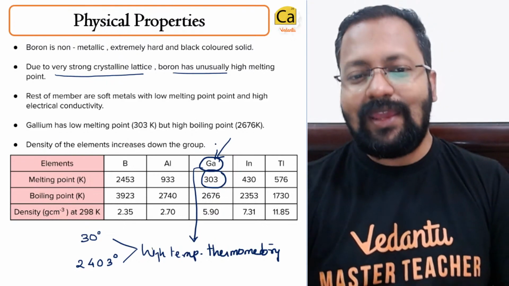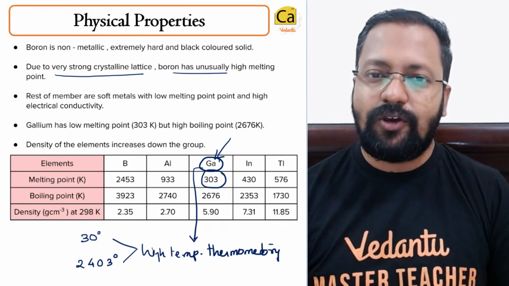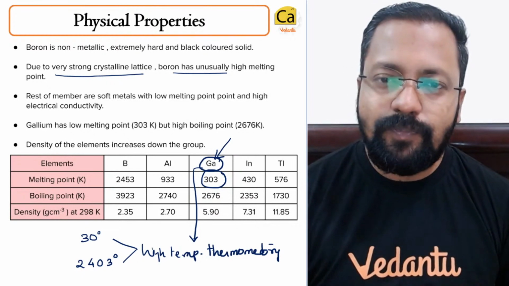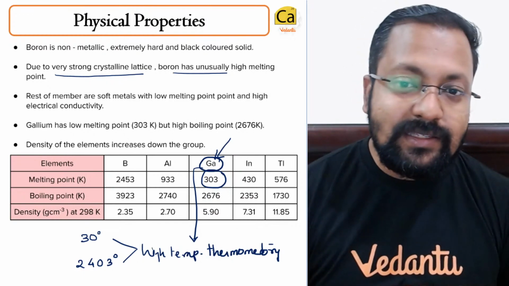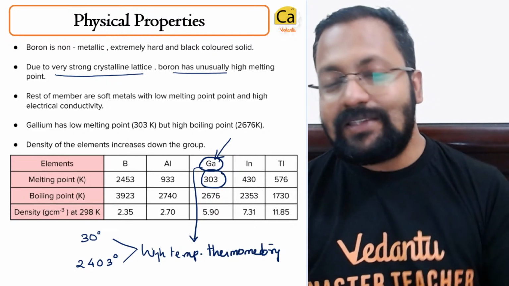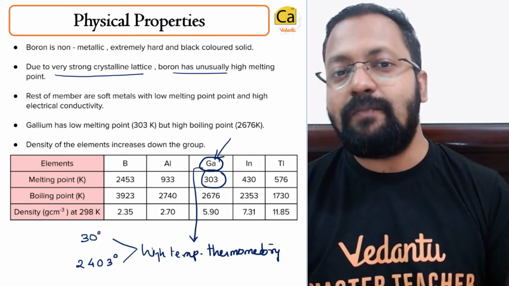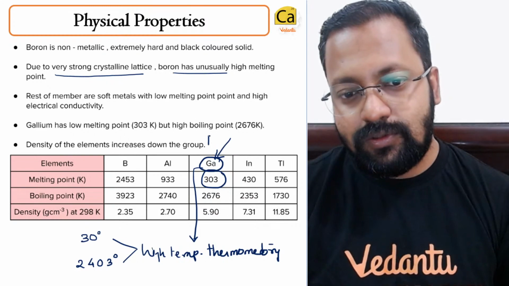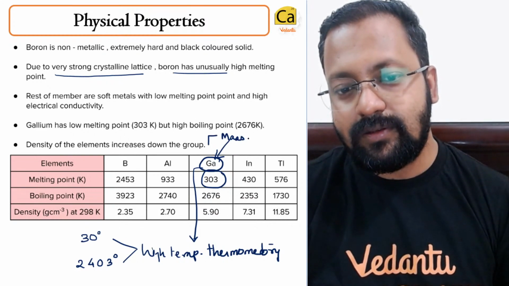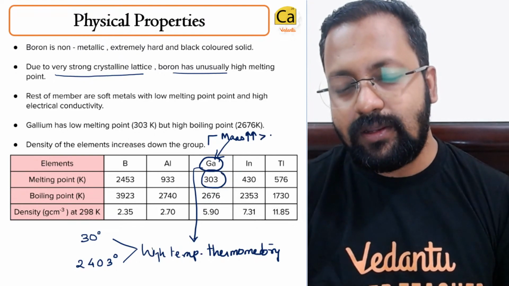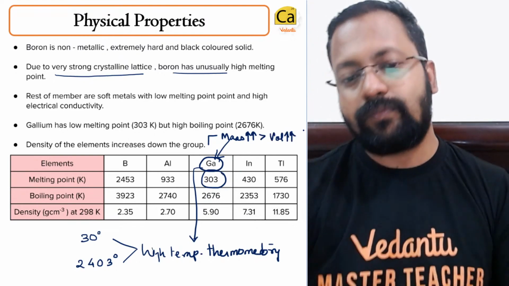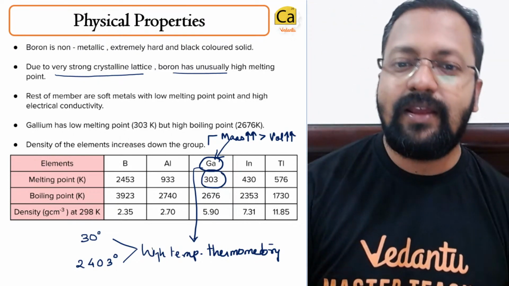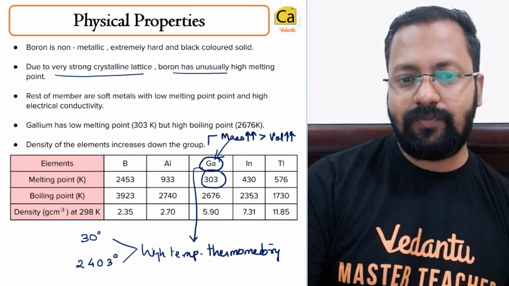Okay, and density increases down the group. Why does the density increase down the group? Because, what is density? Mass per unit volume. So volume is increasing, mass is also increasing. Density increases because the increase in mass dominates over the increase in volume. So mass increase is more than volume increase, and because of that the density increases down the group.